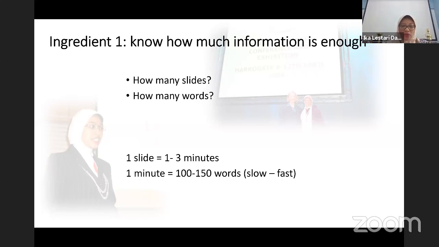So this is what I learned: you can use one slide for about 1 to 3 minutes, and 1 minute can consist of around 100 to 150 words. I have a tendency to speak fast, and maybe I can talk more than 150 words in 1 minute. But will I achieve the purpose of my presentation?